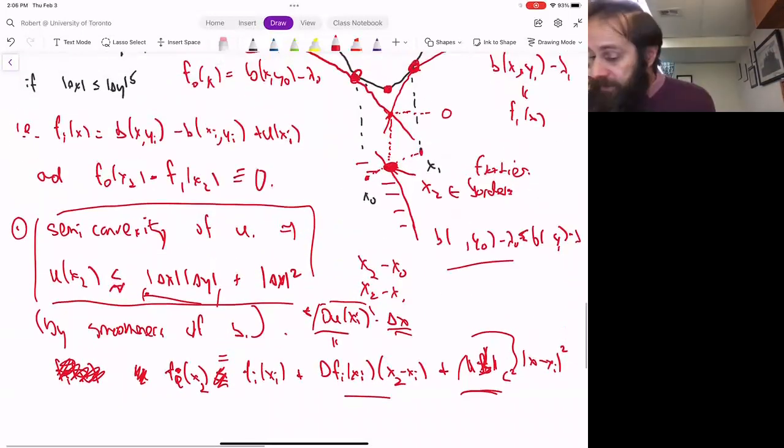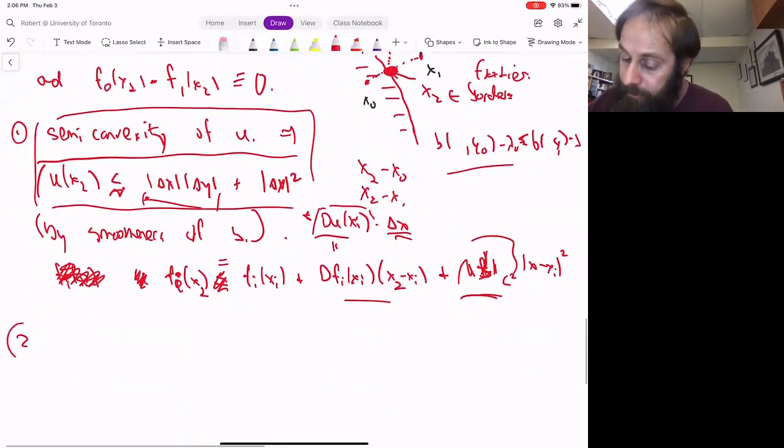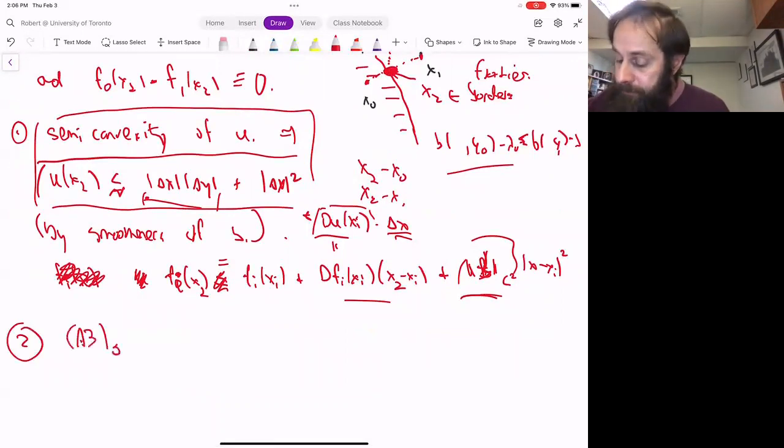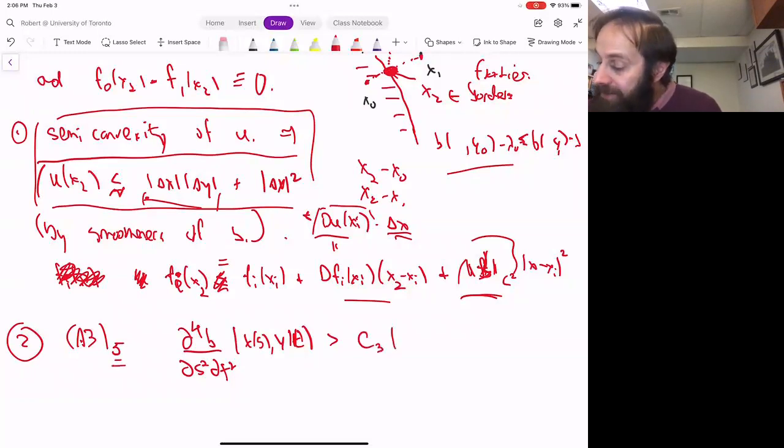So semi-convexity of U is supposed to give me this inequality here. And then the other ingredient in this proof is that when you have A3 strong and you have B segments XS and YT, and you compute the fourth derivative of B at XS and YT, when the second mixed partials vanish, then we said the fourth derivative had to be positive, but in fact it had to be larger than this. The strong part here says that in compact spaces this is going to be larger than some constant times, I guess, delta x squared, delta y squared.